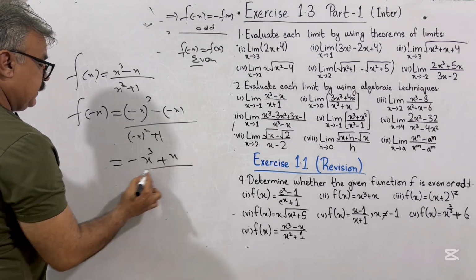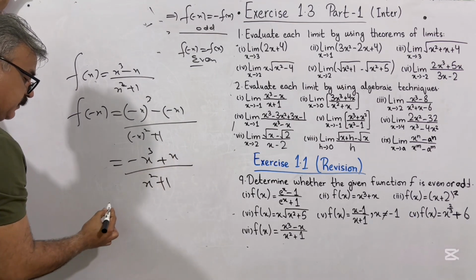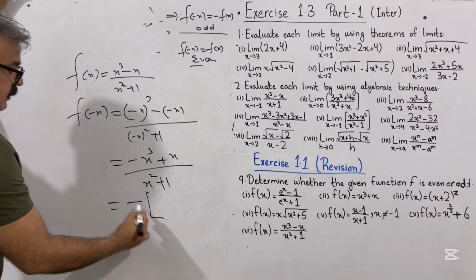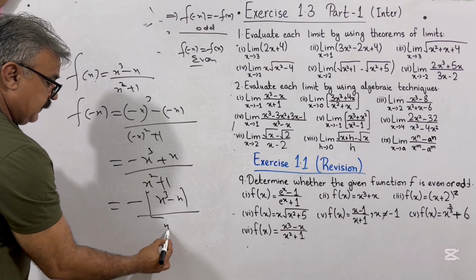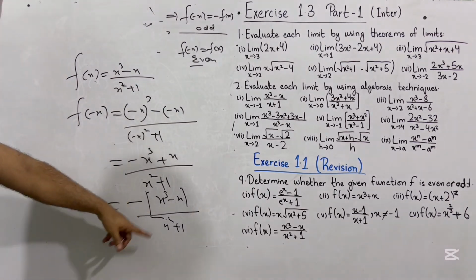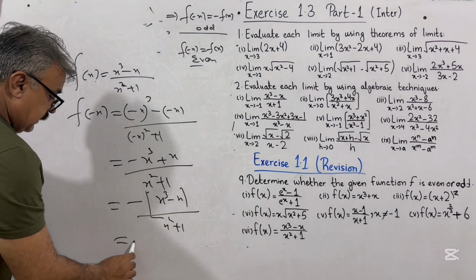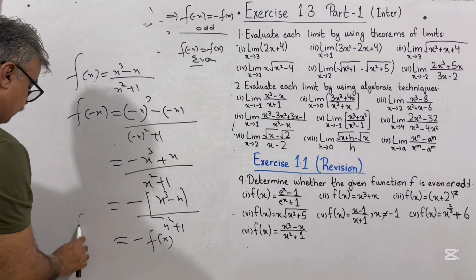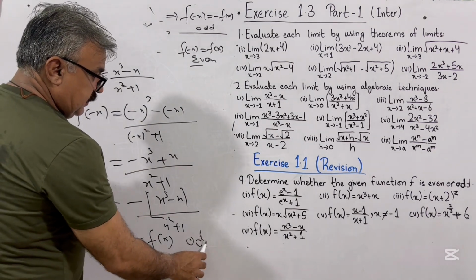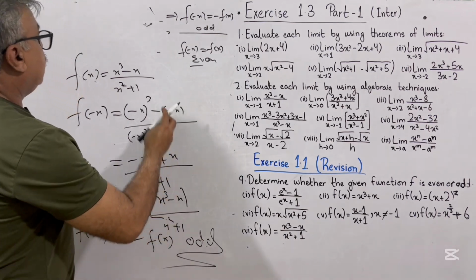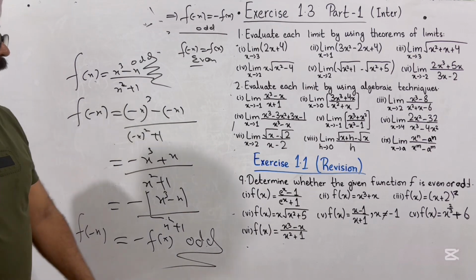Minus times minus gives plus x. Owing to the even power, minus will turn to positive, x square plus 1. Taking minus common, the situation is x cube minus x overall over x square plus 1. Look, the function is completely present with a negative sign. So it is negative f of x. So f of minus x is negative times f of x. That is the definition of an odd function. So this function is odd.